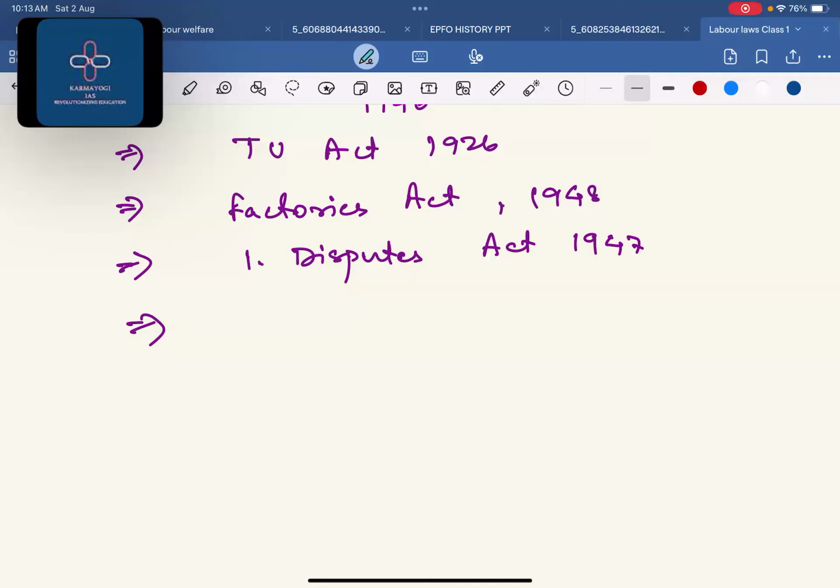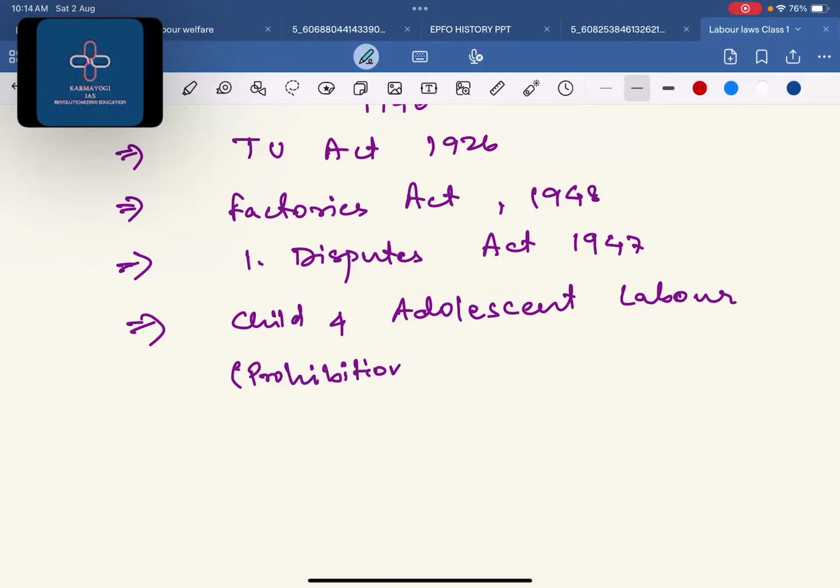Okay. So now moving towards the other, that is the Child and Adolescent Labor Prohibition Act 1986.